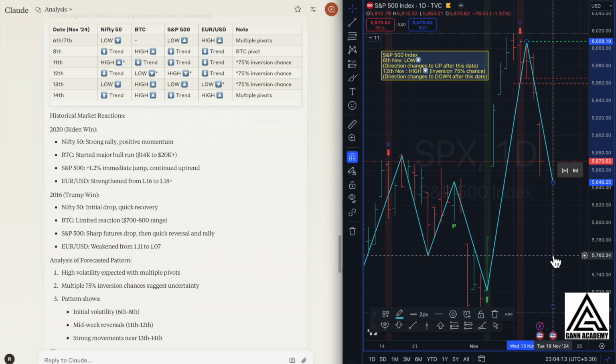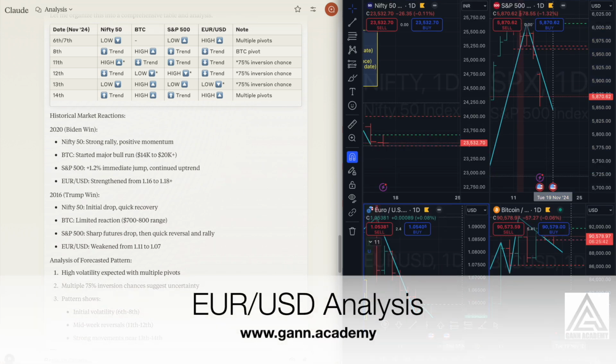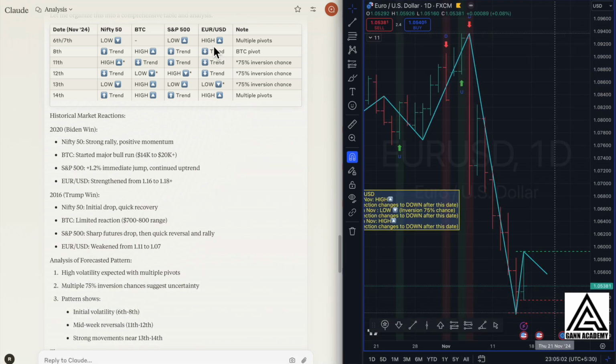Now let's look into the EURUSD. We have EURUSD here. We were expecting a high on the 6th or the 7th. So we actually got a high on the 6th. And then we were expecting it to move down and form an inversion low on the 13th. So we did come down on the 13th. On the 14th we must have formed an inversion low. So this is possibly an inversion low here.